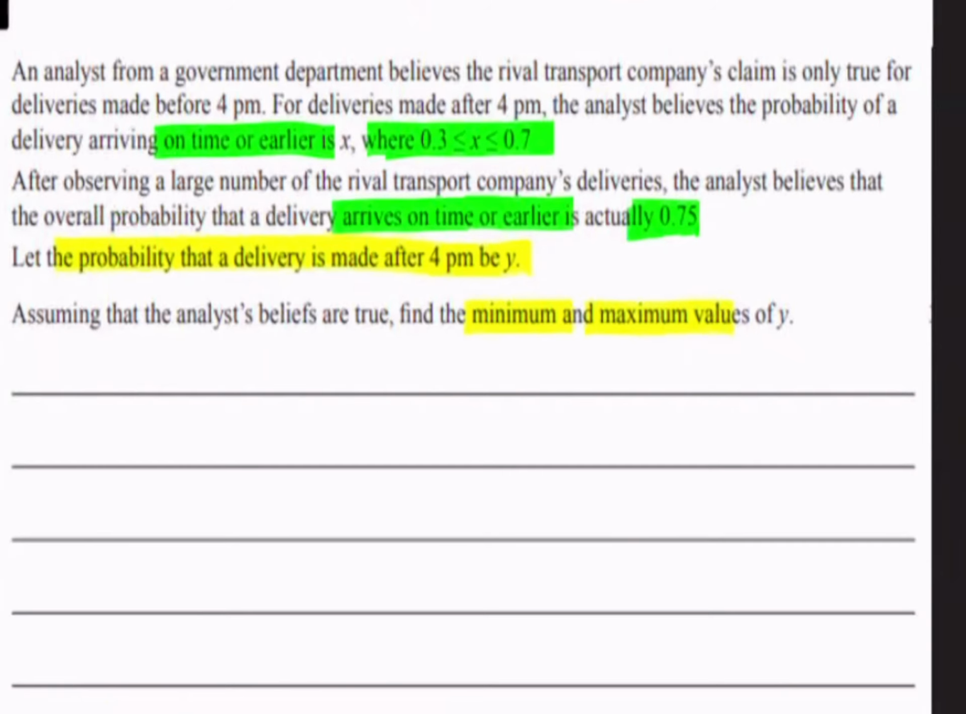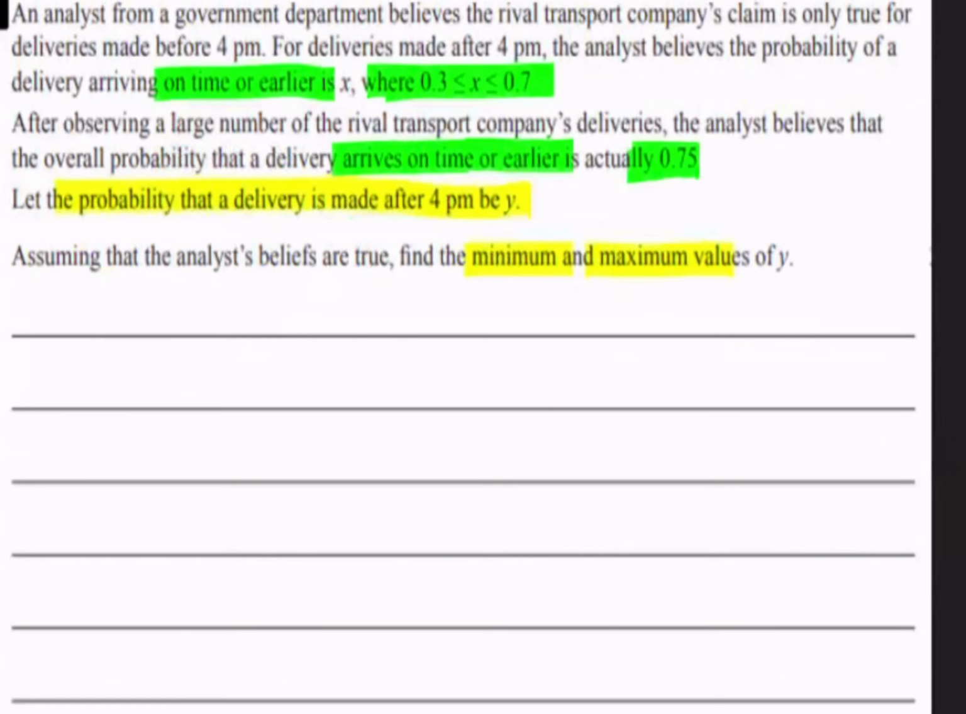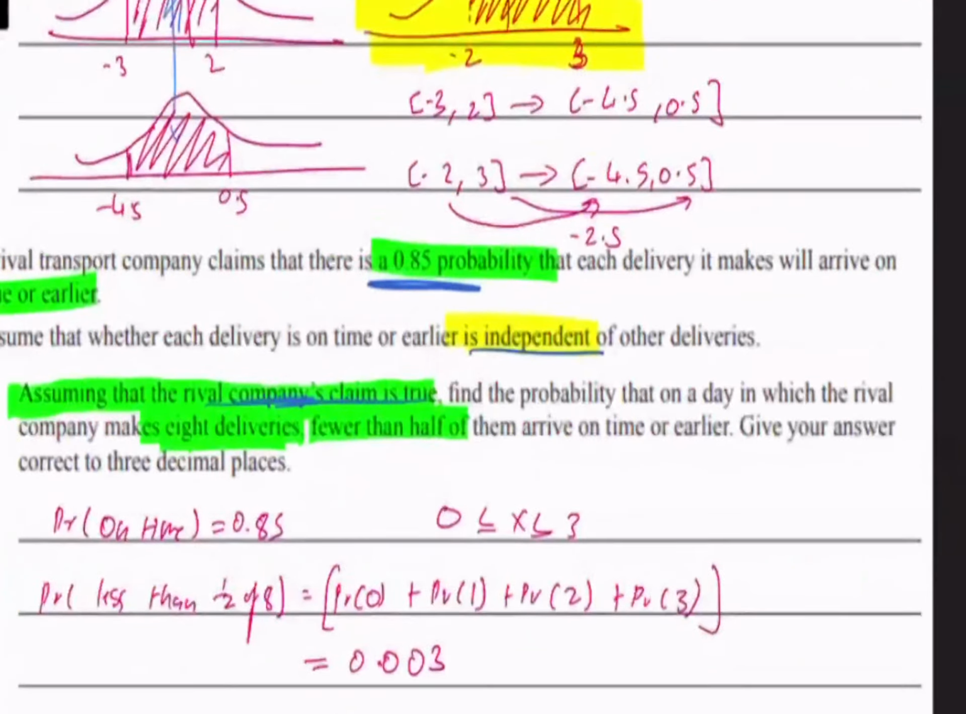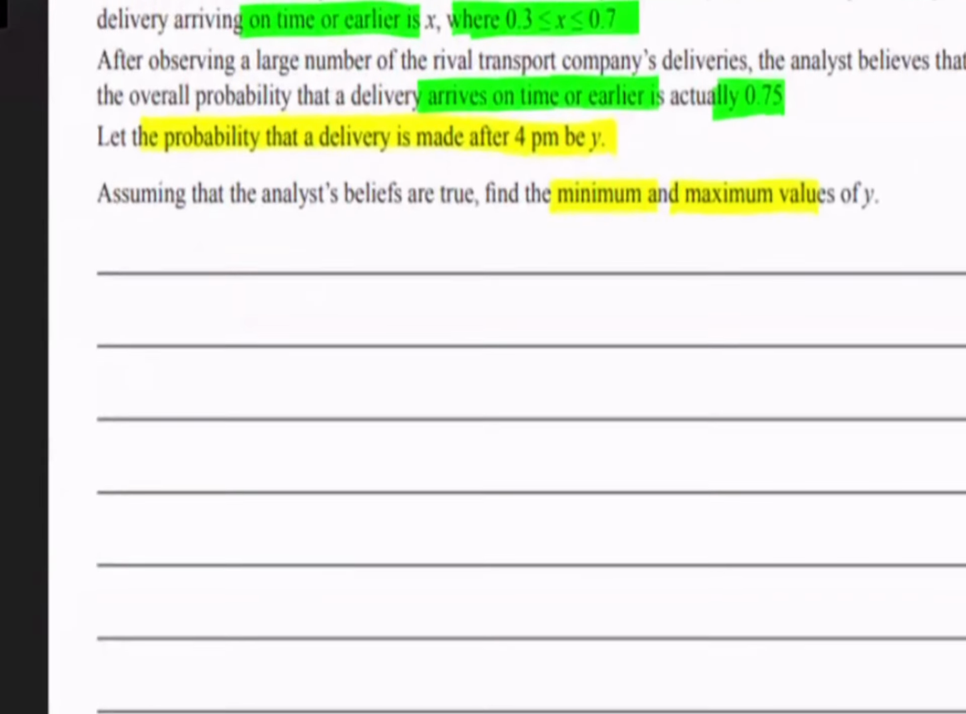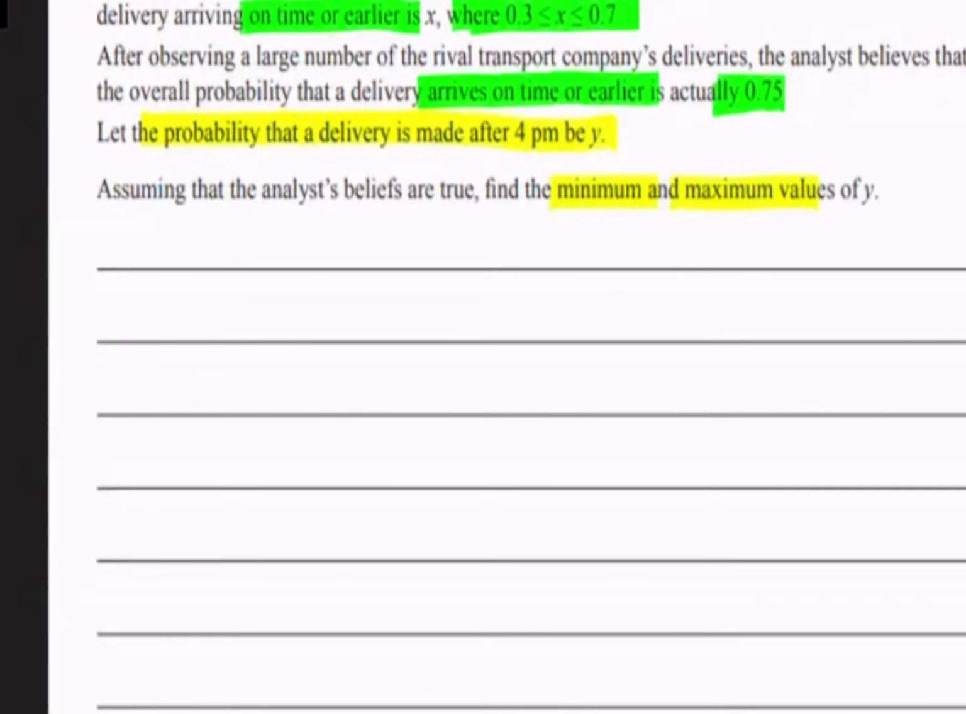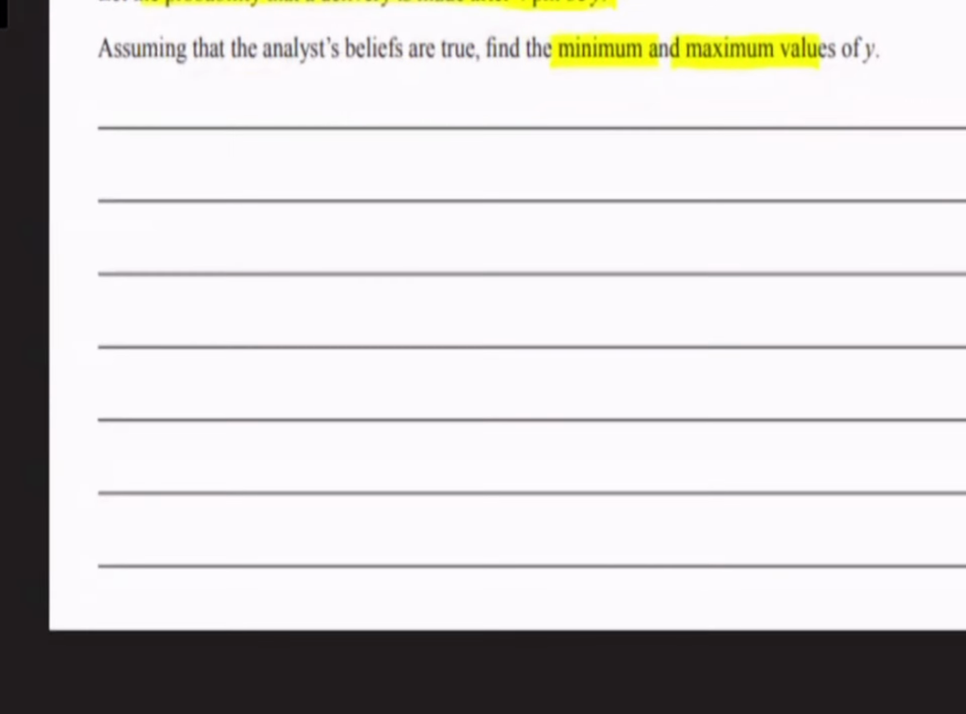So now the government is getting involved, and the probability of arriving on time or earlier is between 0.3 and 0.7. Now they believe that the probability of arriving on time is actually 0.75. That's less than what they originally said, which was 0.85. And now we want to find the minimum and maximum values of y.